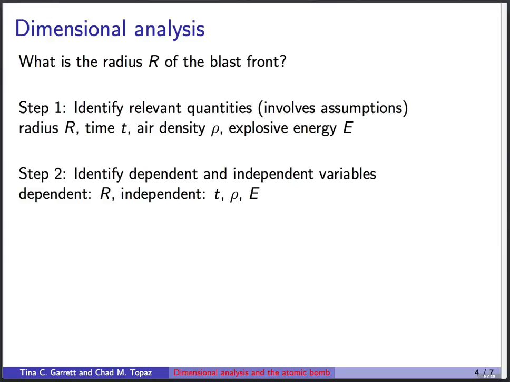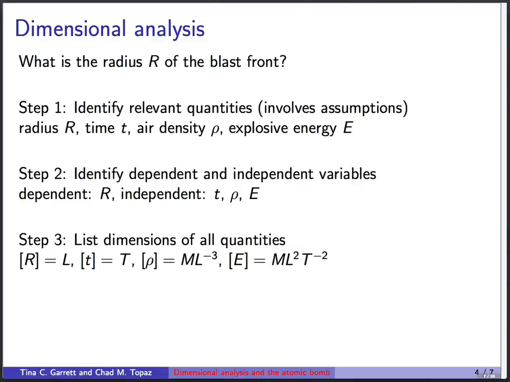In step two, when we ask what are the dependent and independent variables, we'll think of that radius as being the dependent variable, and it depends on time, air density, and the explosive energy of the bomb. The next step in dimensional analysis is to list the dimensions of all those quantities. The radius is a distance or a length, so it has dimensions L. Time has dimensions capital T. Density of air, density means mass per volume, so that's M L to the minus 3. And energy is like a force times a displacement, and force is mass times acceleration. So that's M L T to the minus 2, times an extra factor of L, so you get M L squared T to the minus 2 for energy.